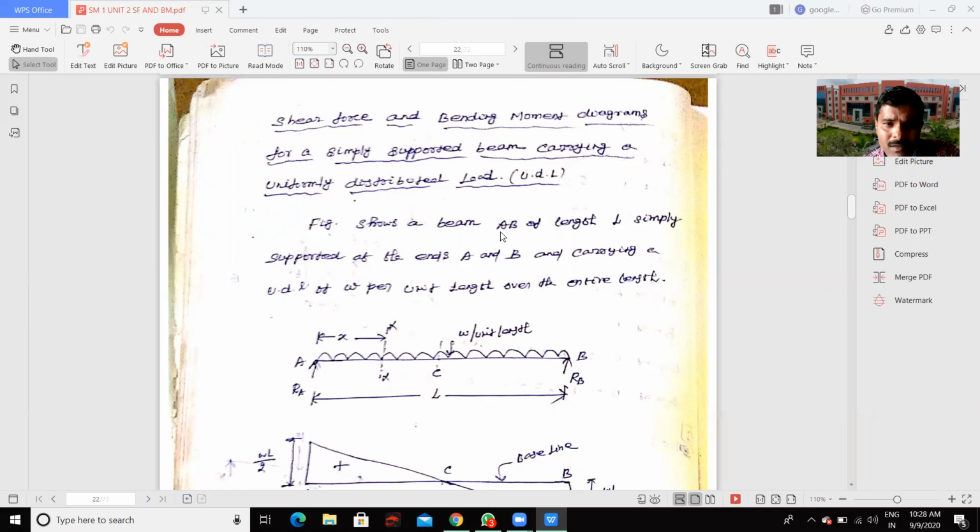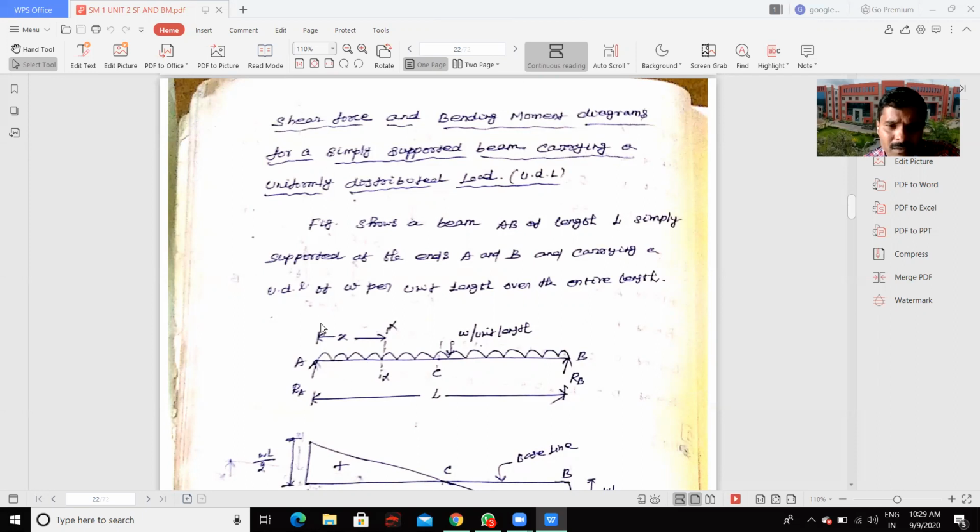distributed load. You can see this figure shows a beam AB of length L, simply supported at the ends A and B and carrying a UDL, uniformly distributed load of w per unit length over the entire length L. Now we need to draw the SFD and BMD. As we said earlier, the first thing is we need to find out the reactions, right? Before finding the shear force and bending moment, you need to find the reactions, first step.